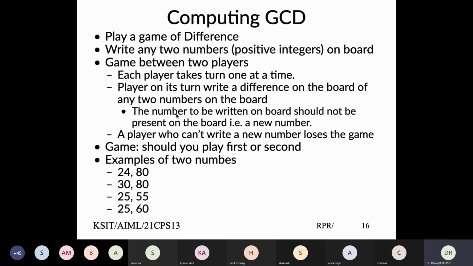Or take the case 2555, 2560. We saw that in 2550, the first player won. In 2480, the second player won. Now, how do you decide in 2560, where one is odd and one is even?